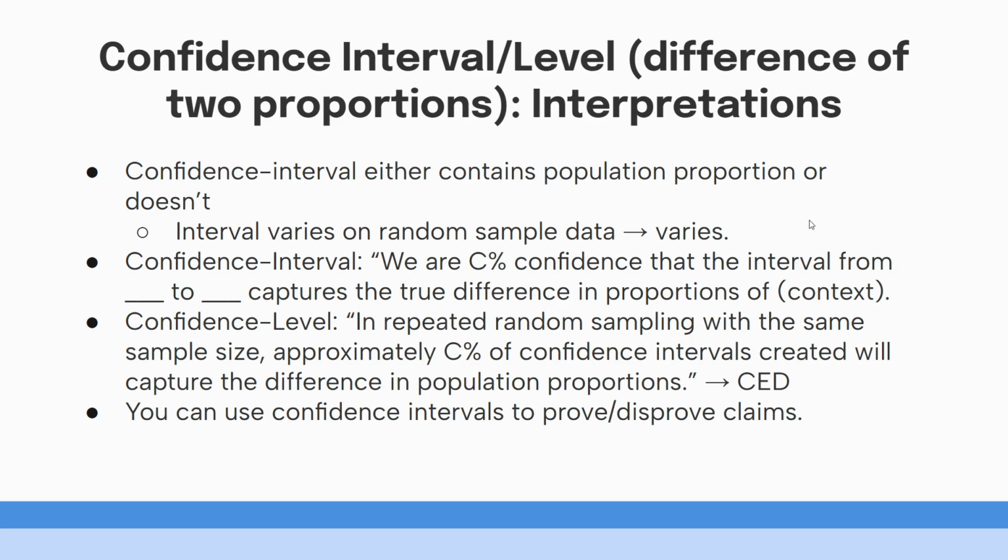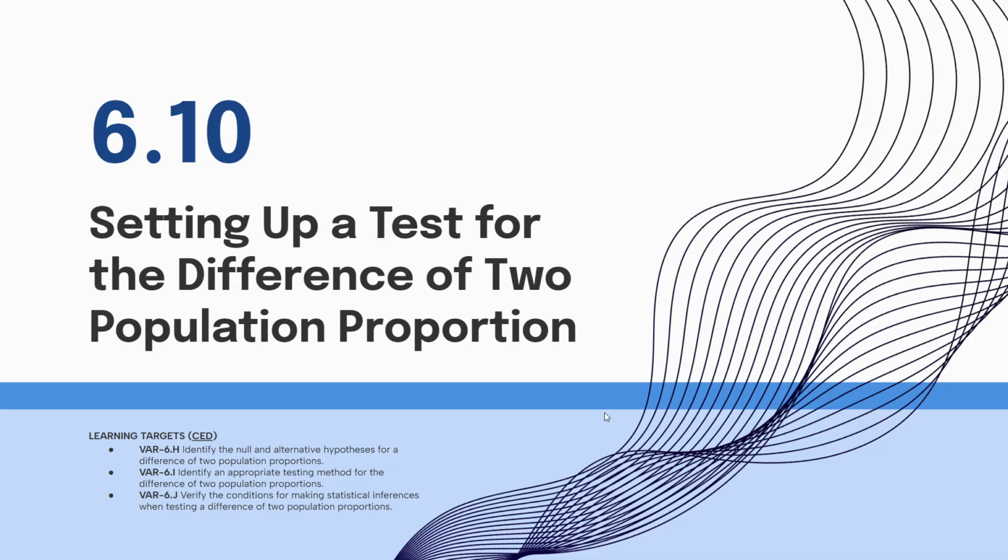No problem. And then you can use confidence intervals to prove and disprove claims like I said. So now we're on the last thing. This is just hypothesis test for difference of two population proportions. We're almost done.